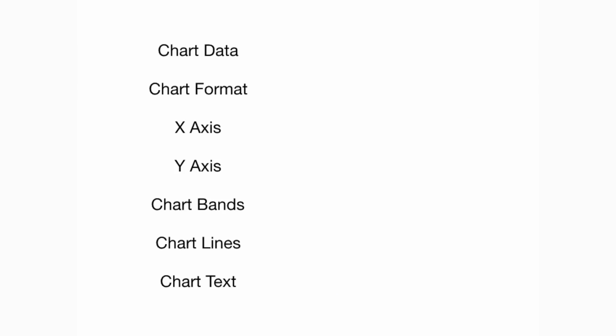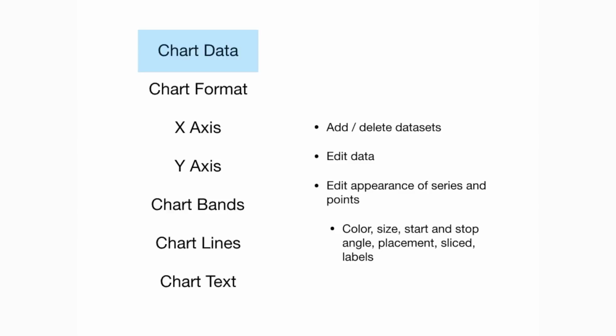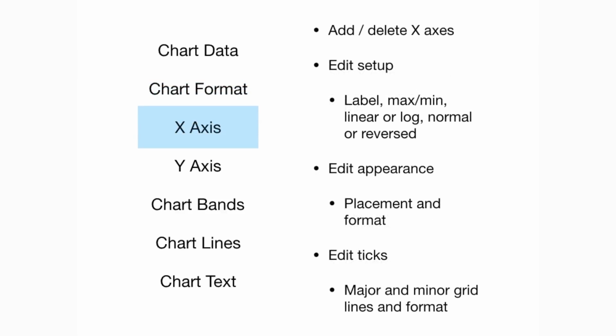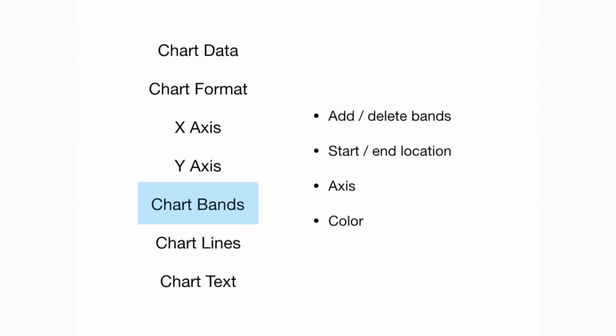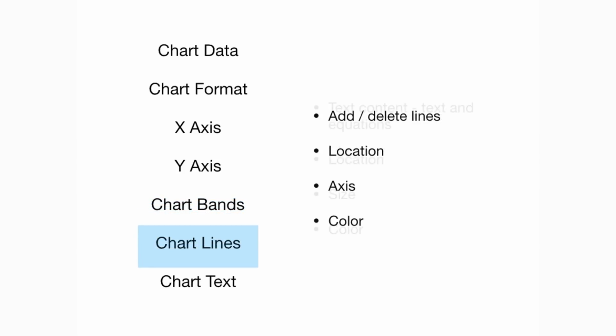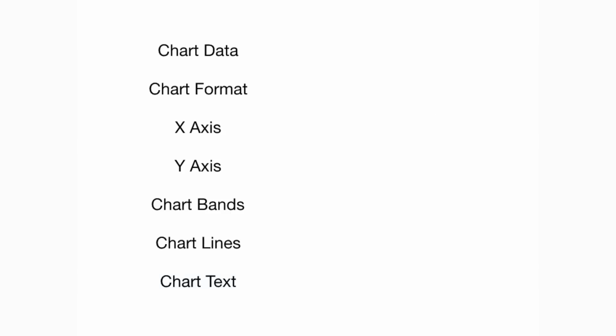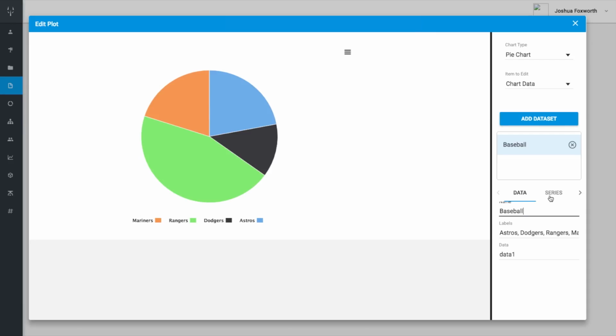So for a pie chart, you have the standard entries available for you. For the data, you can add and delete data sets, edit it, and its appearance. Its appearance can be color, size, and all those things. The formatting is standard. You can change the legend, the size, the margins, and the title. The axes are there because every chart has default axes, but they're really kind of meaningless for a pie chart. Bands and lines are sort of the same thing because there's nowhere to actually put them on the axes. Text is the normal type of text entries where you can enter text and change its location and color and everything else about it.